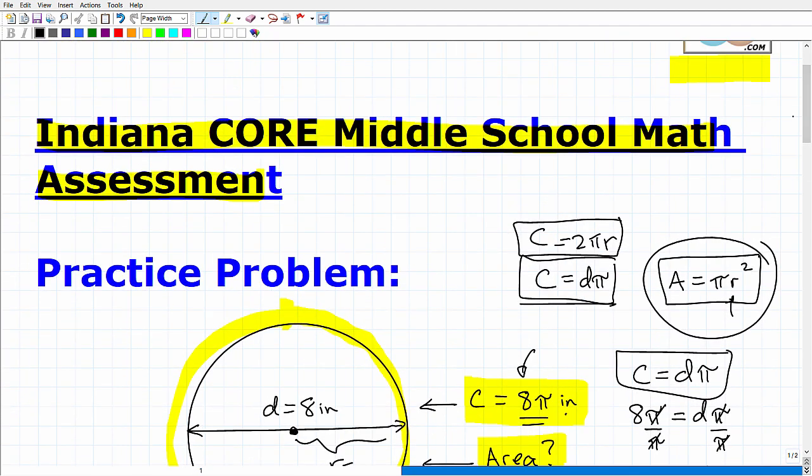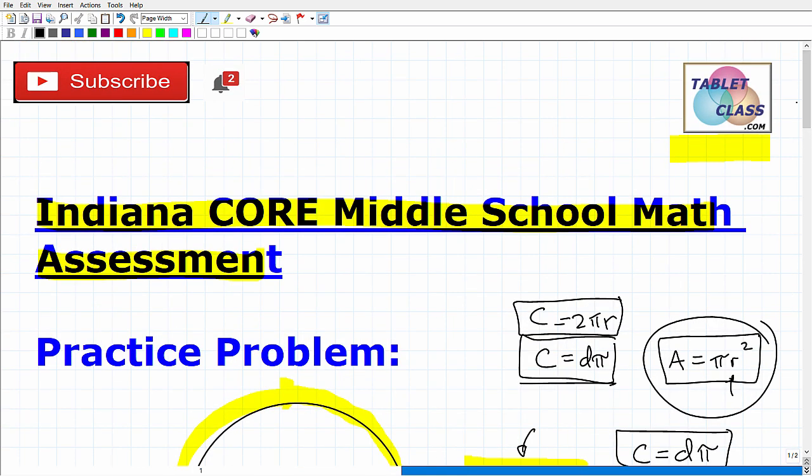Okay, so hopefully this was a pretty easy math problem for you. Again, on the Indiana Core Middle School Math Assessment, there's a good amount of mathematics on here, all right? It's not just basic stuff. There's much more advanced algebra and geometry concepts, so you really do have to study for this assessment.